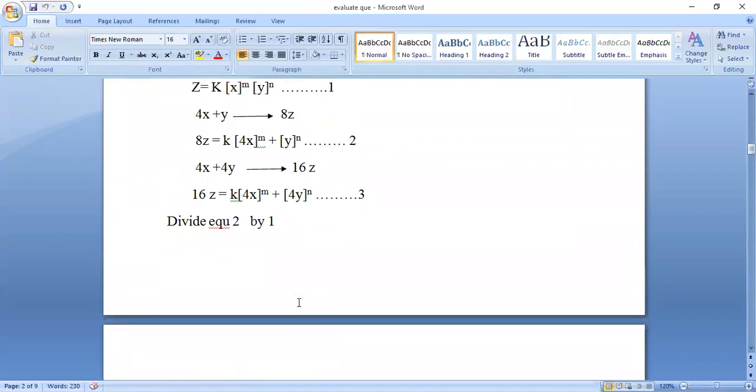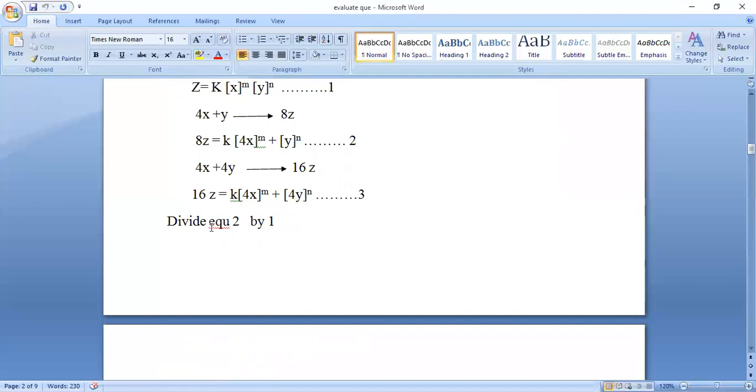So what is the second condition given? Quadrupling both x and y. So we need to write 4x plus 4y. It gives 16z. 16 is given in the question itself. So 16z is equal to k into (4x)^m plus (4y)^n. We are taking this as equation number 3.